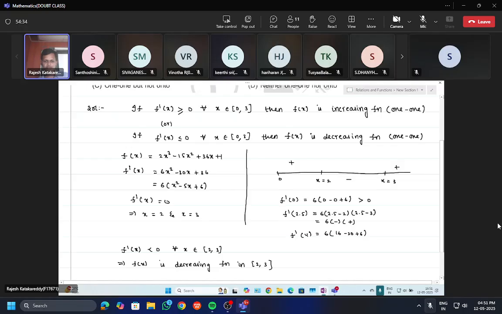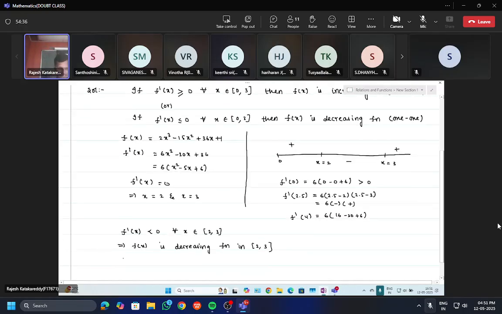Clear? So one more thing I can write here. Next thing is f dash of x is greater than 0 for all x belongs to 0 to 2 union. Maybe this one will do. They are asking in between 0 to 3 only, no? This implies f of x is an increasing function, right? If this is an increasing function in the interval 0 to 2, it is again 1 1, right?